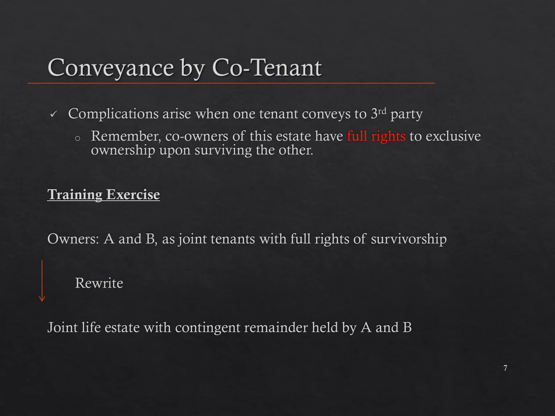So I've created this training exercise that I think will help to break this estate down and help you to understand how it goes forward with one co-tenant conveying. We have the original owners, A and B, as joint tenants with full rights of survivorship. I would suggest rewriting this to show joint life estate with contingent remainder held by A and B.